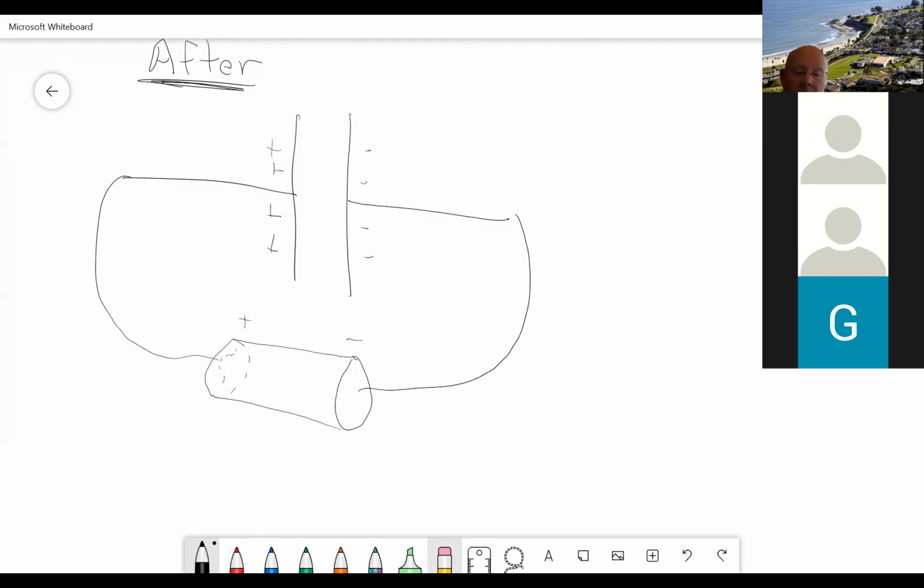But here's the key to the problem, and I'll use my eraser. If you disconnect it right there and disconnect it right there, the charge is stuck on that plate, and the charge here is stuck on that plate.